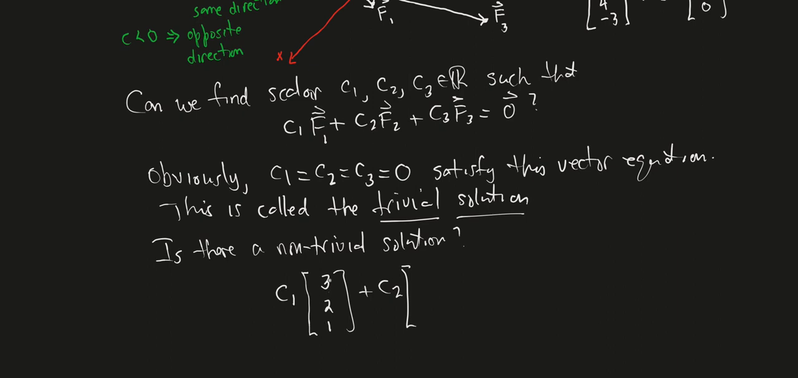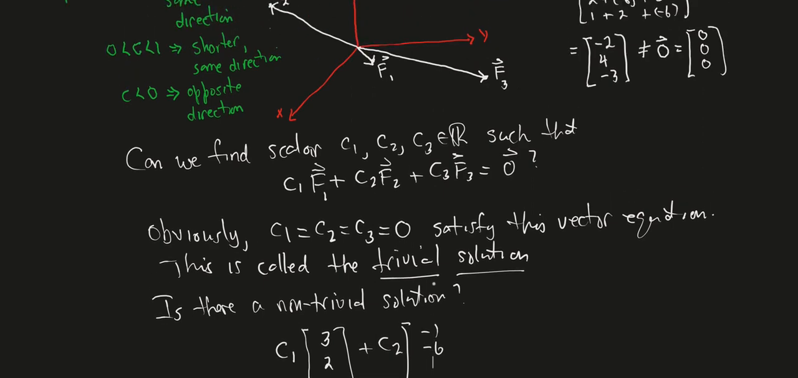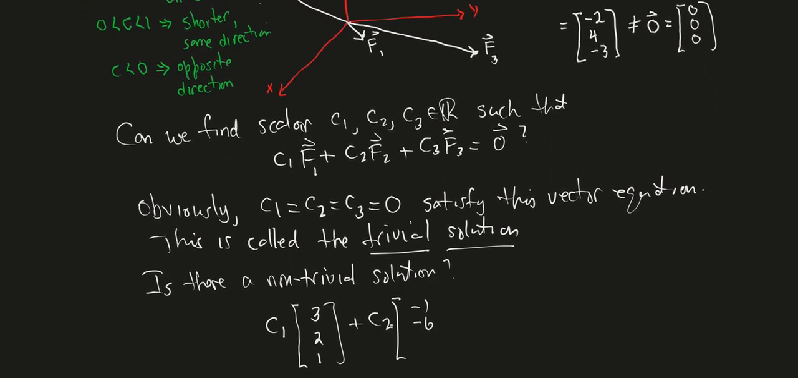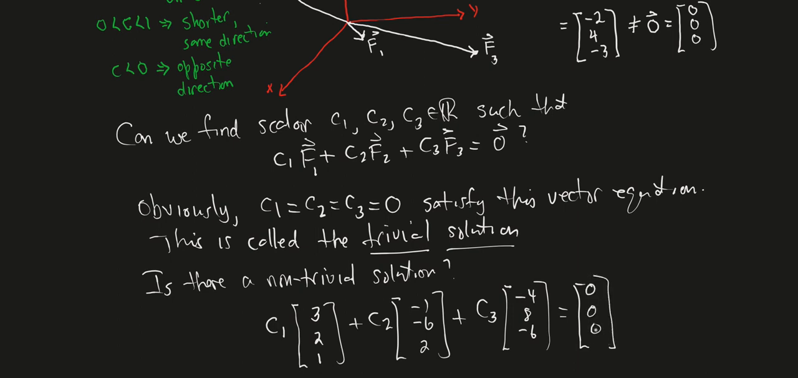So there is F1 and F2, -1, -6. Let me scroll back up and see. I think that was a 2. Yep, that's a 2. And then plus C3 times the vector -4, 8, -6. And again, what we would like the result to be is the 0 vector.